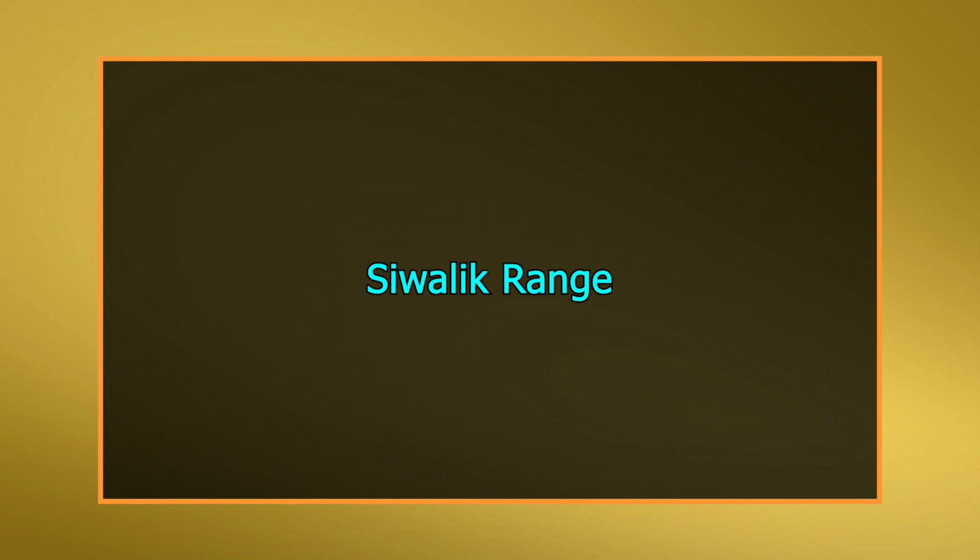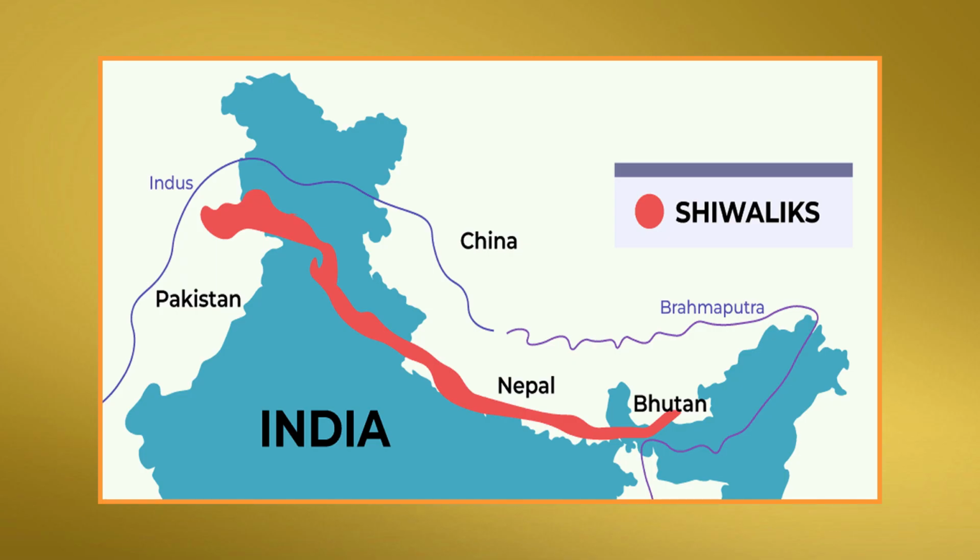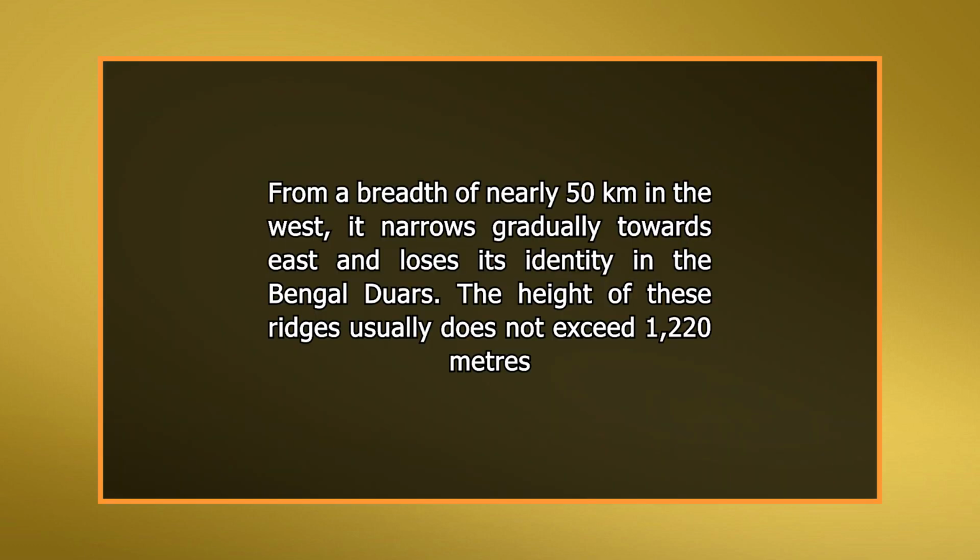Number two, the Shivalik range. This range has low parallel ridges made up mainly of boulder and clay, and these ridges are the foothills of the Himalayas. From a breadth of nearly 50 km in the west, it narrows gradually towards the east and loses its identity in the Bengal Duars. The height of these ridges usually does not exceed 1,220 meters.